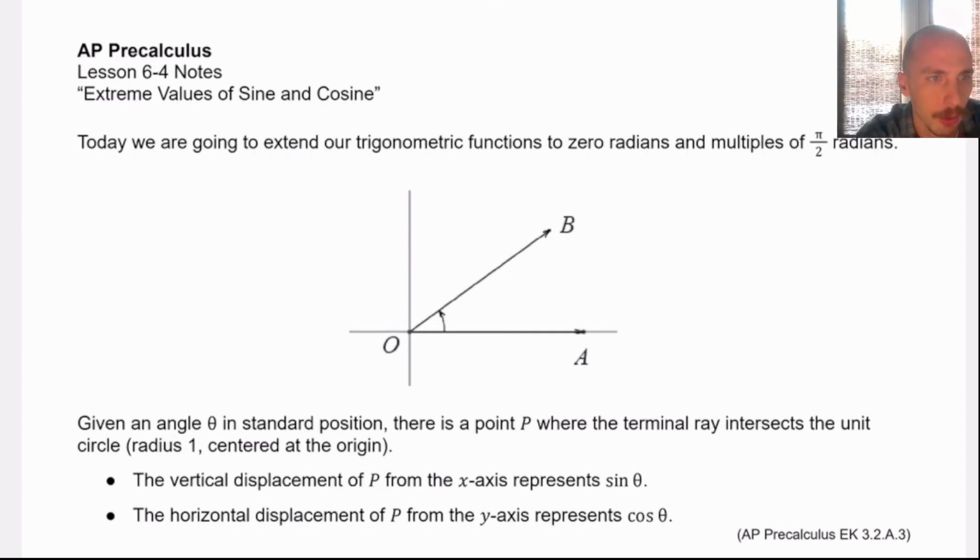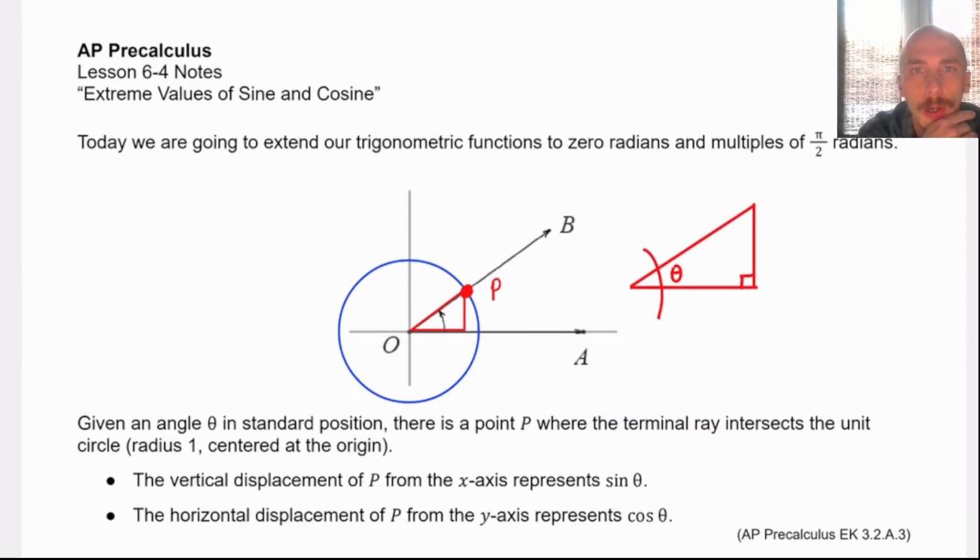So, given an angle theta in standard position, which I've kind of drawn there, AOB is in standard position, there's a point P where the terminal ray of that angle intersects the unit circle. All right, so I'm going to draw a unit circle that has radius 1. And then I'm going to label the point of intersection between the terminal ray and the unit circle. I'm just going to call that P. And now I'm going to draw in a reference triangle like we always do. But that's a little small, so I'm going to draw a larger replica off to the side.